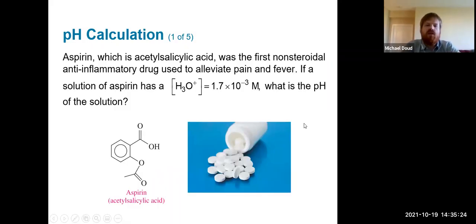Okay, let's do an example here. Aspirin, which is acetylsalicylic acid, was the first non-steroidal anti-inflammatory drug, also known as NSAID, used to alleviate pain and fever. If a solution of aspirin has a hydronium ion concentration of 1.7 times 10 to the negative 3rd, what is the pH of the solution? Now, if you feel pretty comfortable, you should go ahead and try this one now. Of course, we'll have a sample exercise in a few moments, but until then, just give this a try.